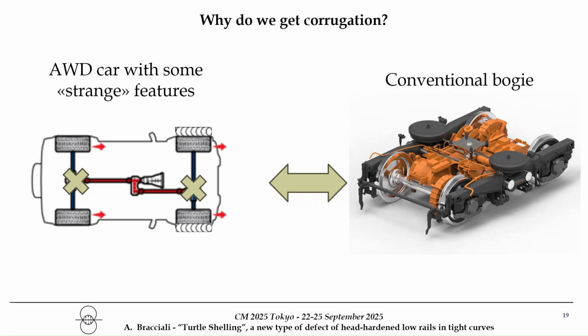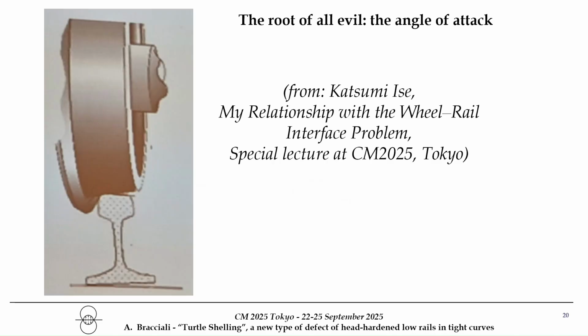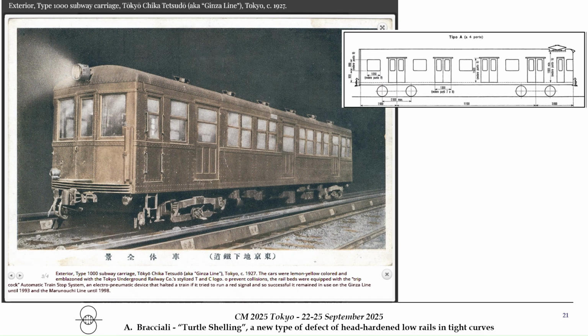The root of all evil is the angle of attack. We don't forget that we have corrugation in systems with independently rotating wheels. So it's not a problem of longitudinal creepage, but it's a problem of lateral creepage. And thanks to this fantastic feature, the angle of attack of bogies, we have wear, we have RCF, we have corrugation. That's fantastic. So we have designed a perfect vehicle that destroys the rail.